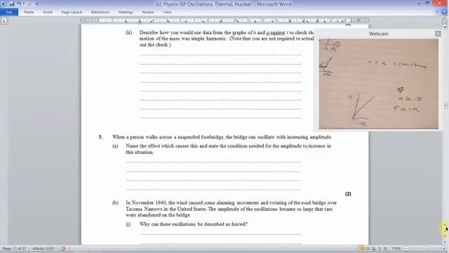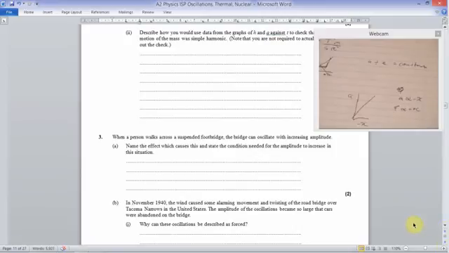When a person walks on a suspended footbridge, the bridge can oscillate with increasing amplitude. Name the effect. Same question as always: resonance. But it also says this time state the condition for the amplitude to increase. Remember, the driving frequency needs to be equal to the natural frequency, or the step frequency is equal to the natural frequency. So it's called resonance, this idea.